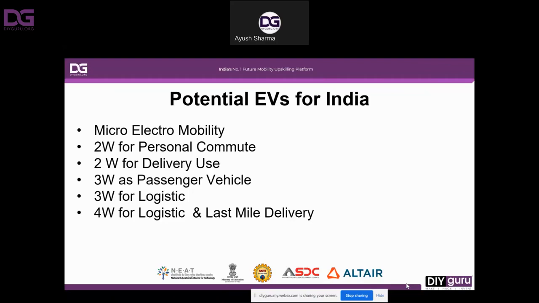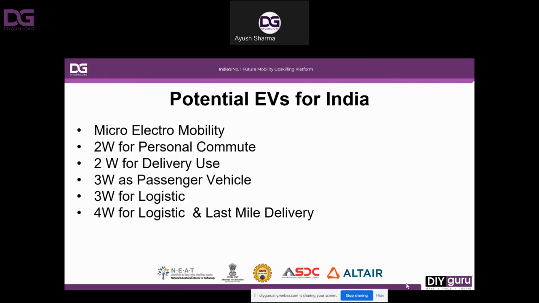Like we are having some bikes which have a structure that can carry some small goods. In the backside we are having that structure, so we can use that for delivery purposes. Some cargo two-wheelers are now introduced in India, and they are more flexible for delivery rather than personal commute. And in the same way we can bifurcate three-wheeler and three-wheeler logistic.